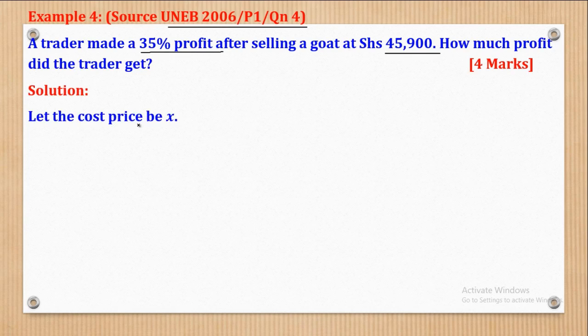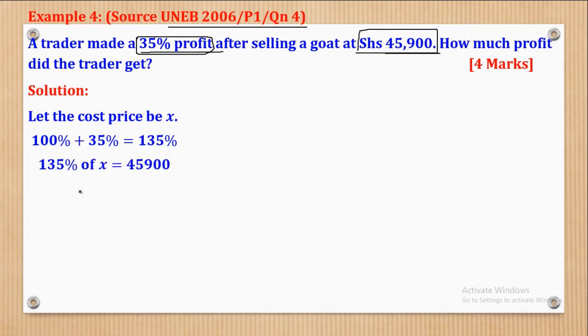So let the cost price be X. Therefore 100%, 100 plus 35, because this was the profit, it means that there is an increase in price. So 100 plus 35 will give you 135%. Therefore they told us that a trader made a profit of this after selling a goat at this. So this is the selling price. Therefore 135% of the cost price, which is X, will give you the selling price, which is that.